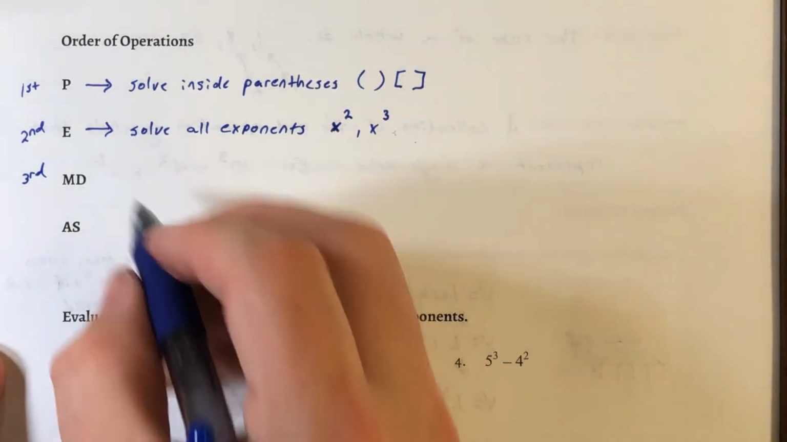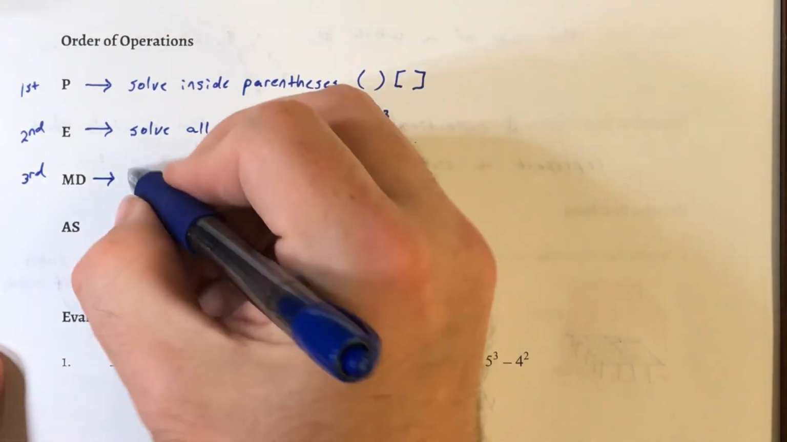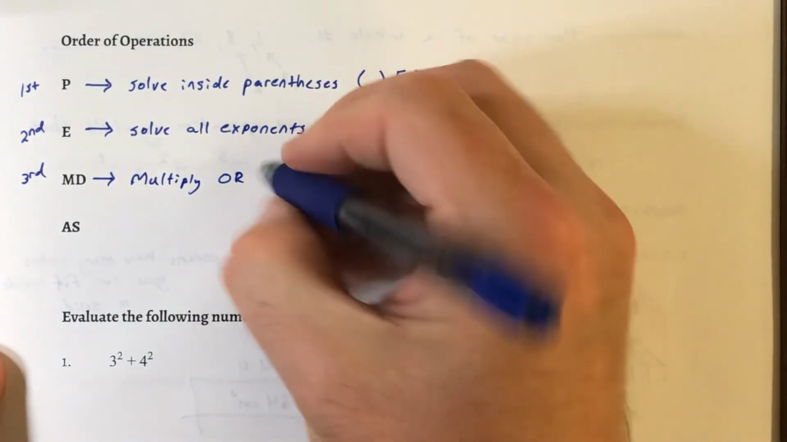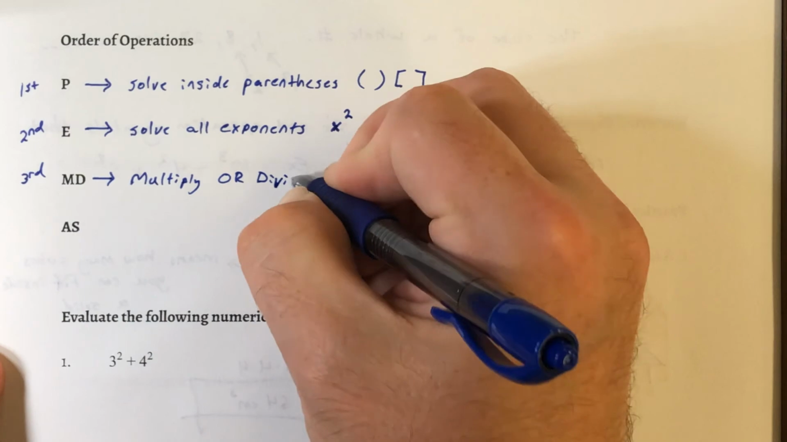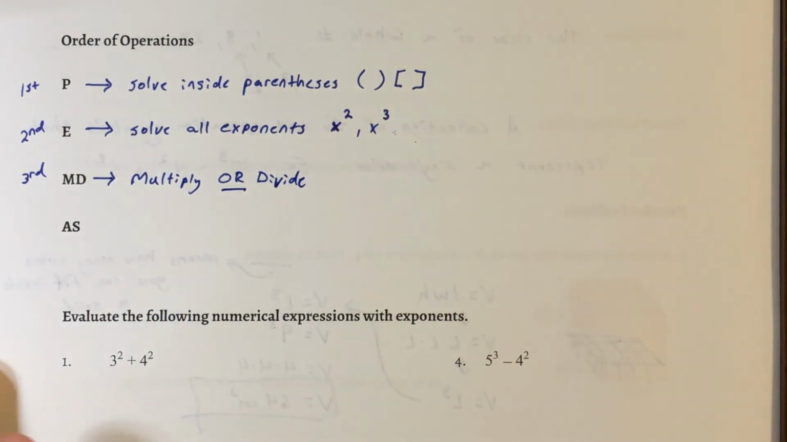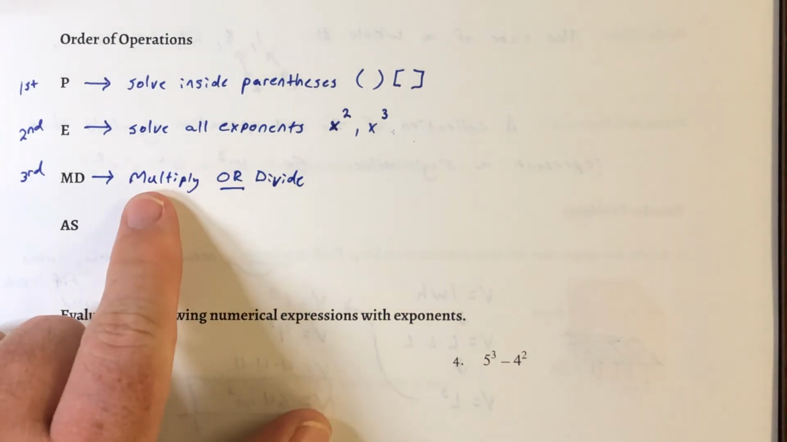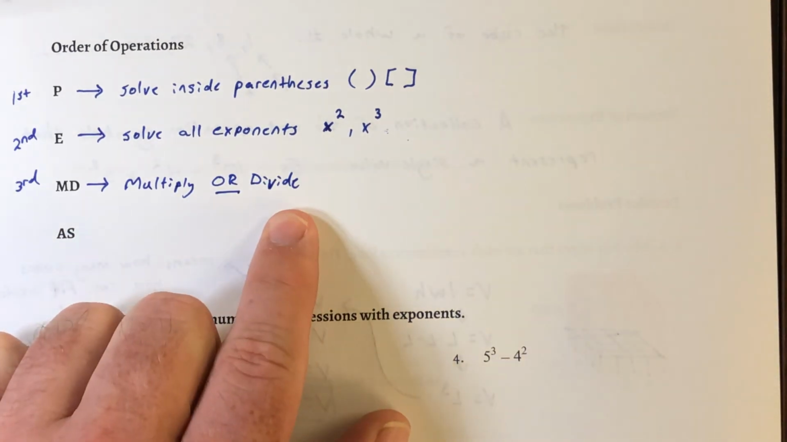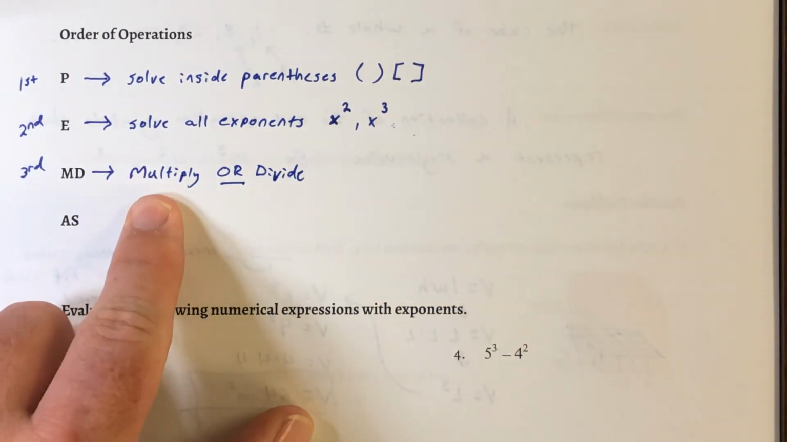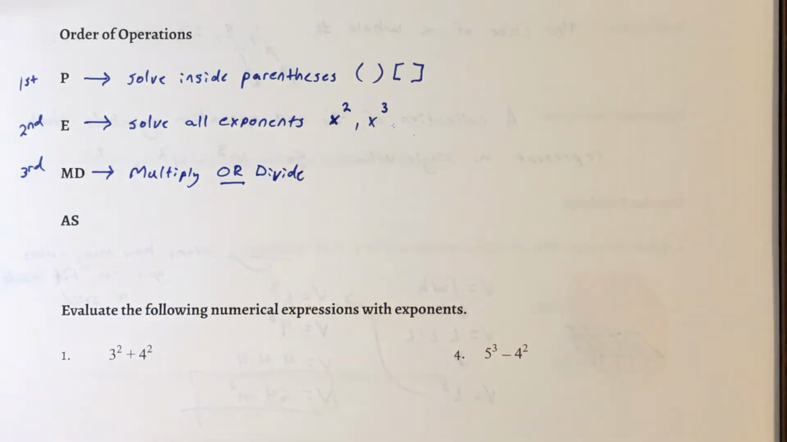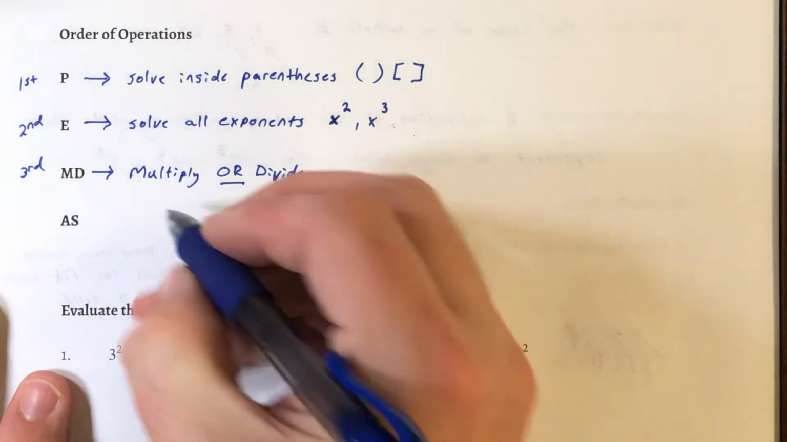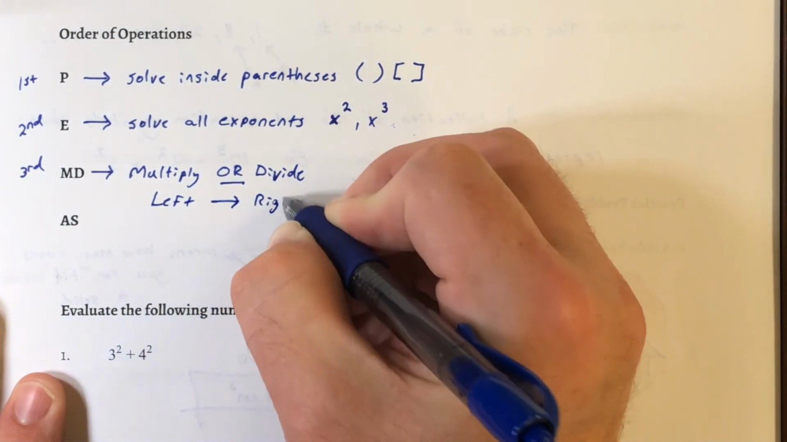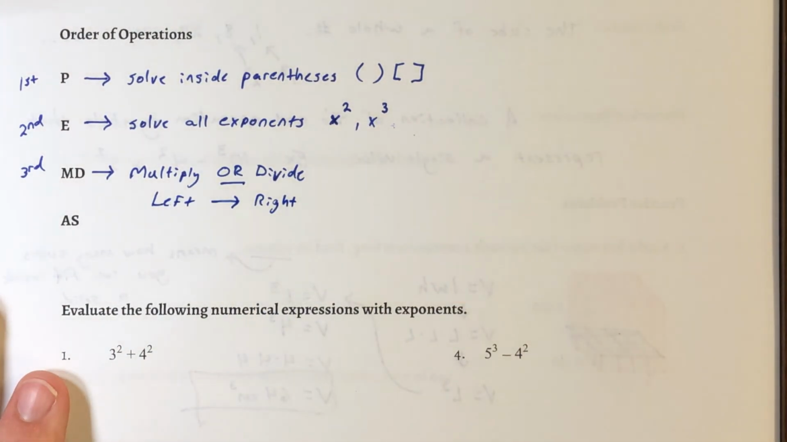The third step states that you need to multiply or divide. Multiply or divide. I would keep from thinking of it as multiply and divide, because that makes you think that you need to multiply first and then divide second. Absolutely not. You need to multiply or divide. How do you know which one to do first? You work your way left to right. And we're going to show you an example of that in just a second.